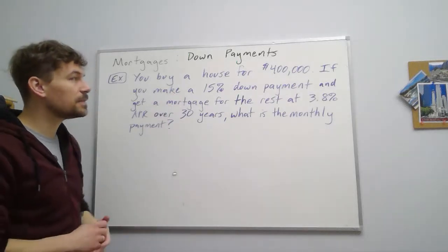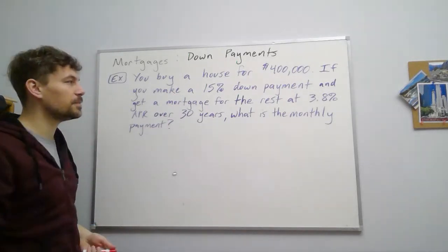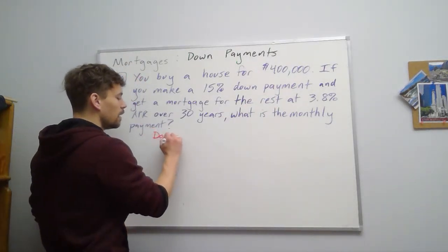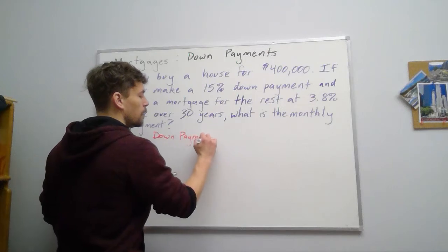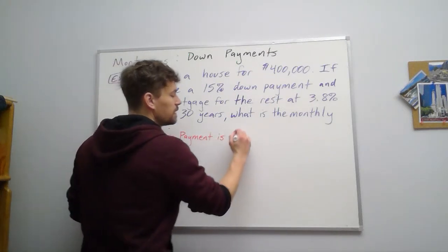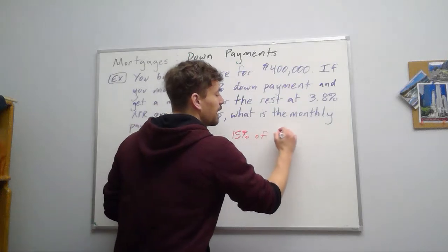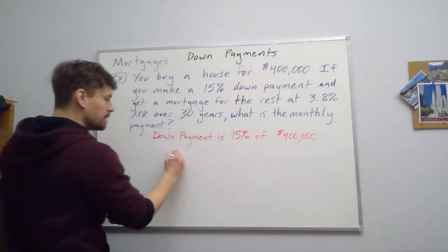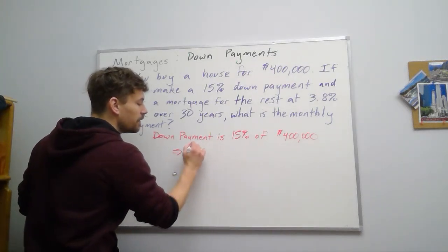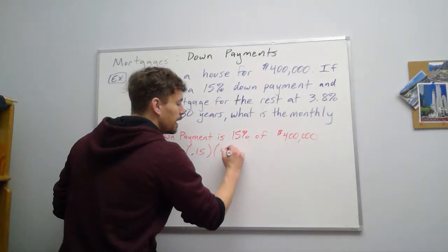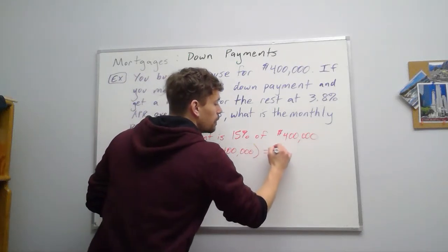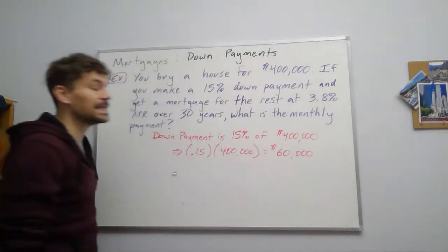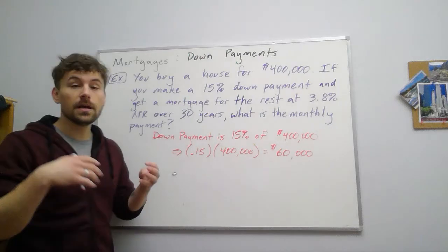So you're going to make a 15% down payment, meaning you're going to pay 15% of that $400,000 up front. So your down payment is 15% of that 400,000. Or another way to say that is 0.15 times 400,000, and that should be 60,000. So you are paying 60,000 up front.